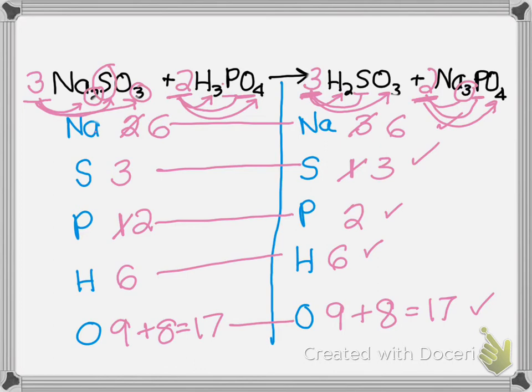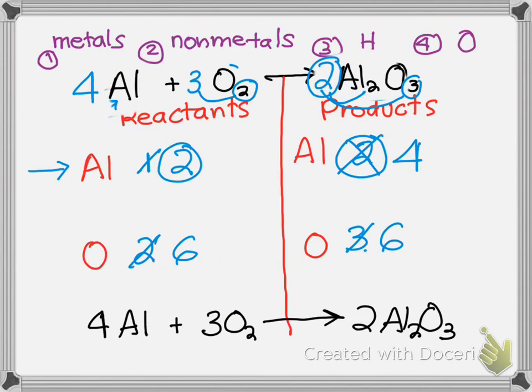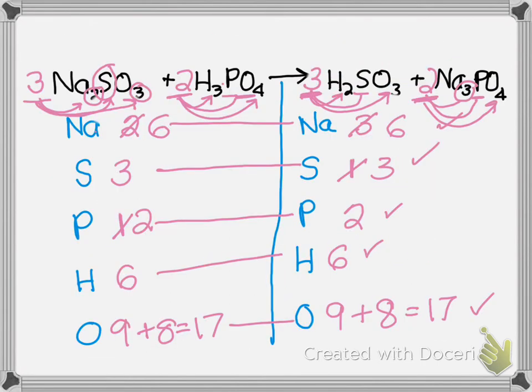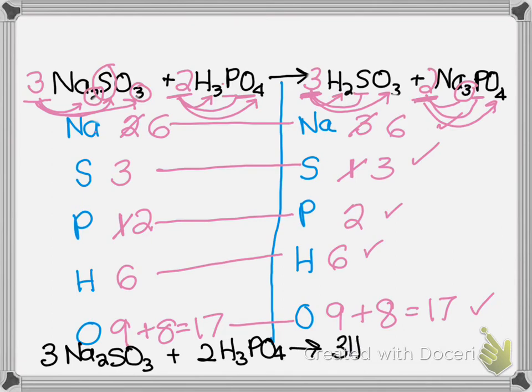So rewriting the equation without all the scratching. I think I'll write it on the bottom. We have 3Na2SO3 plus 2H3PO4 makes 3H2SO4 plus 2Na3PO4. So in this particular reaction, every substance had a coefficient.